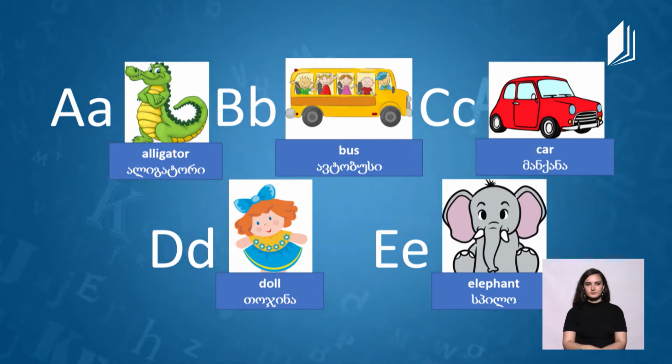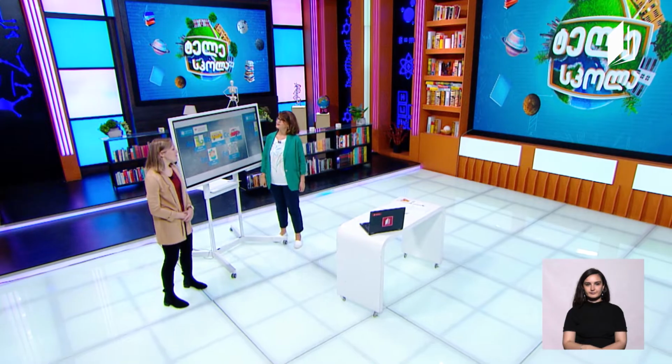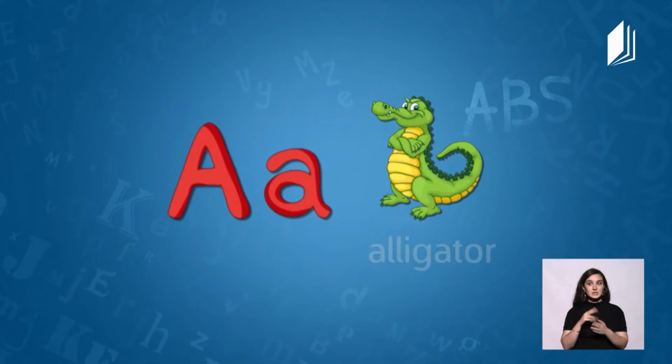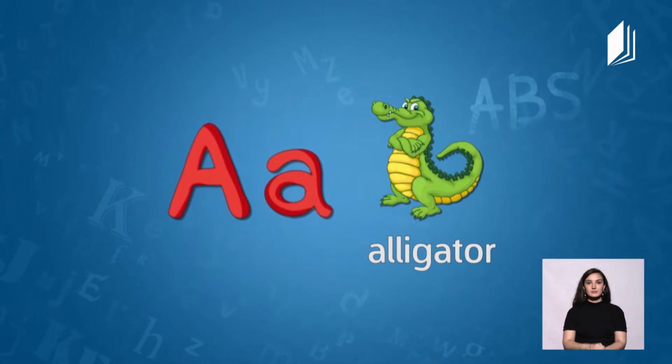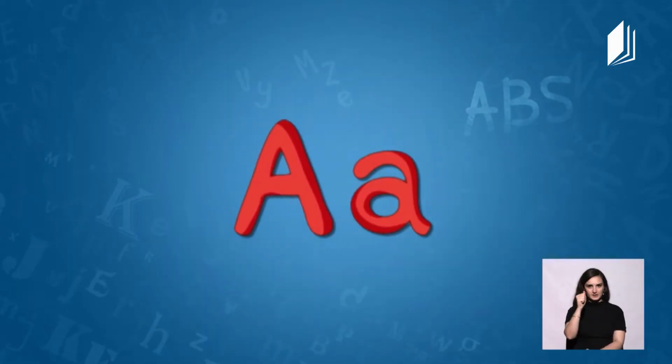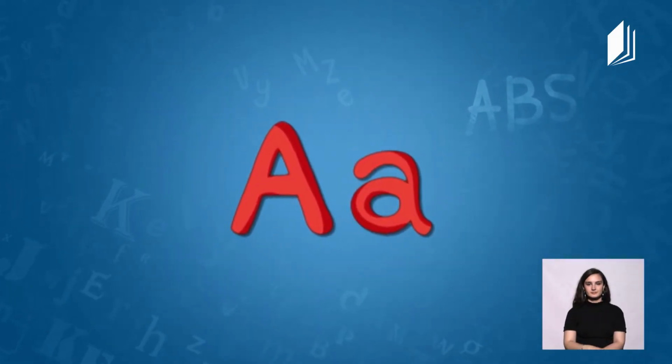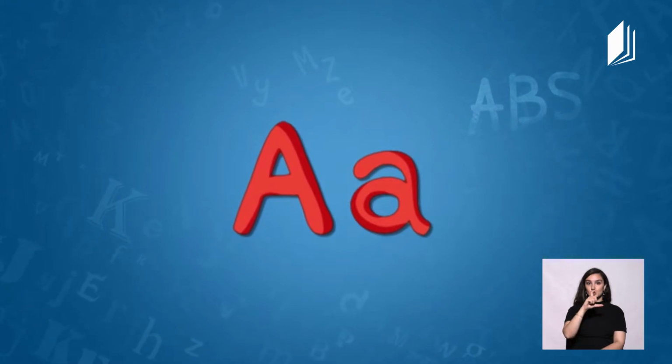Miss Amanda, what is it? Oh, it's an alligator. Alligator. And the first letter for this word is A. Capital A. And small a.